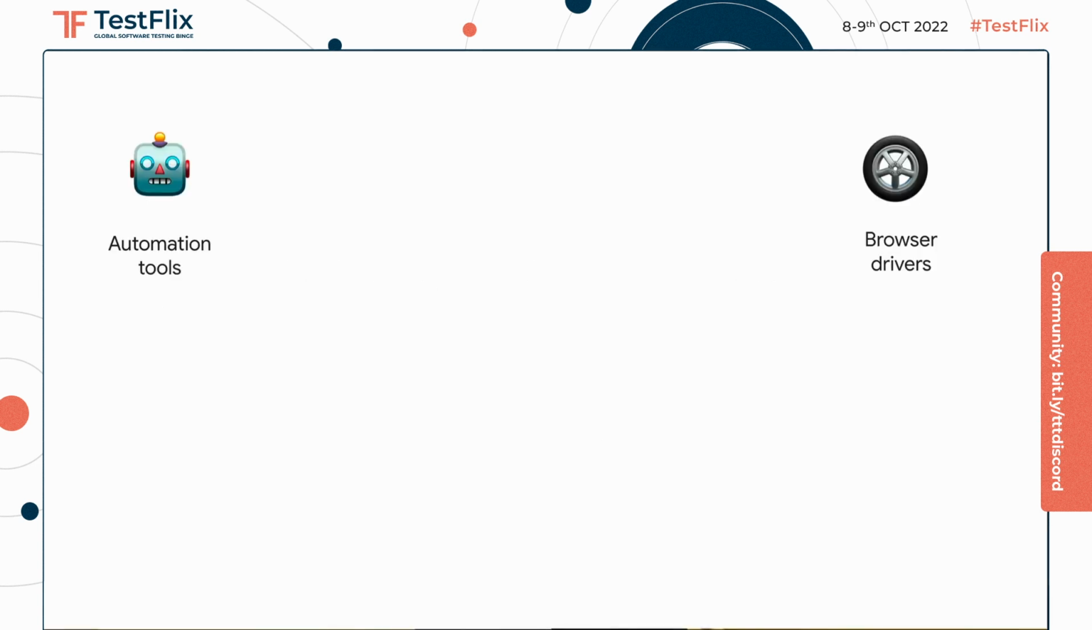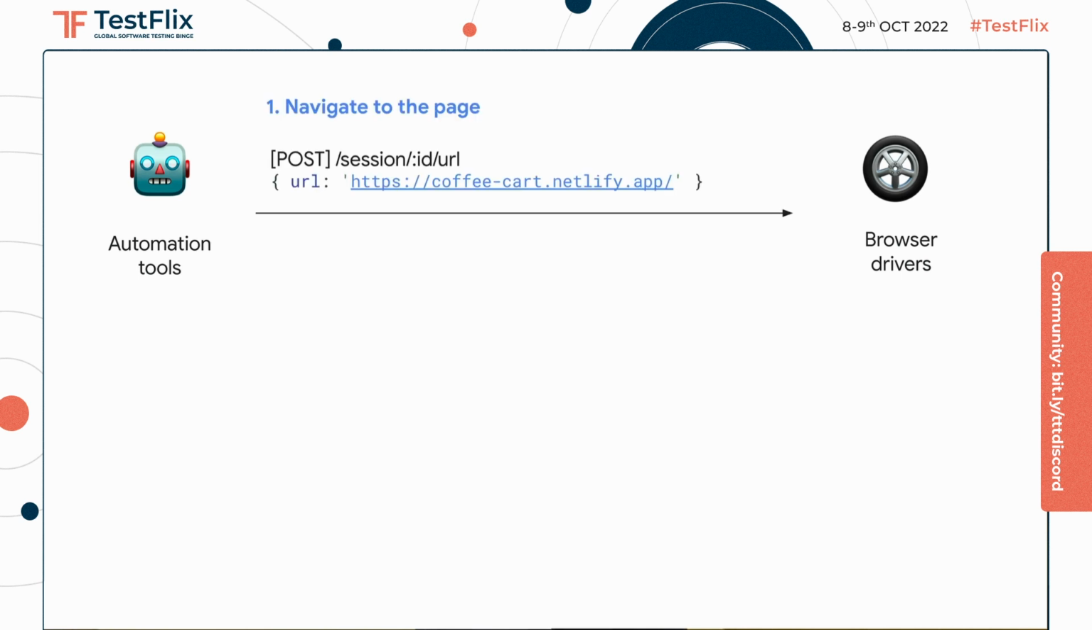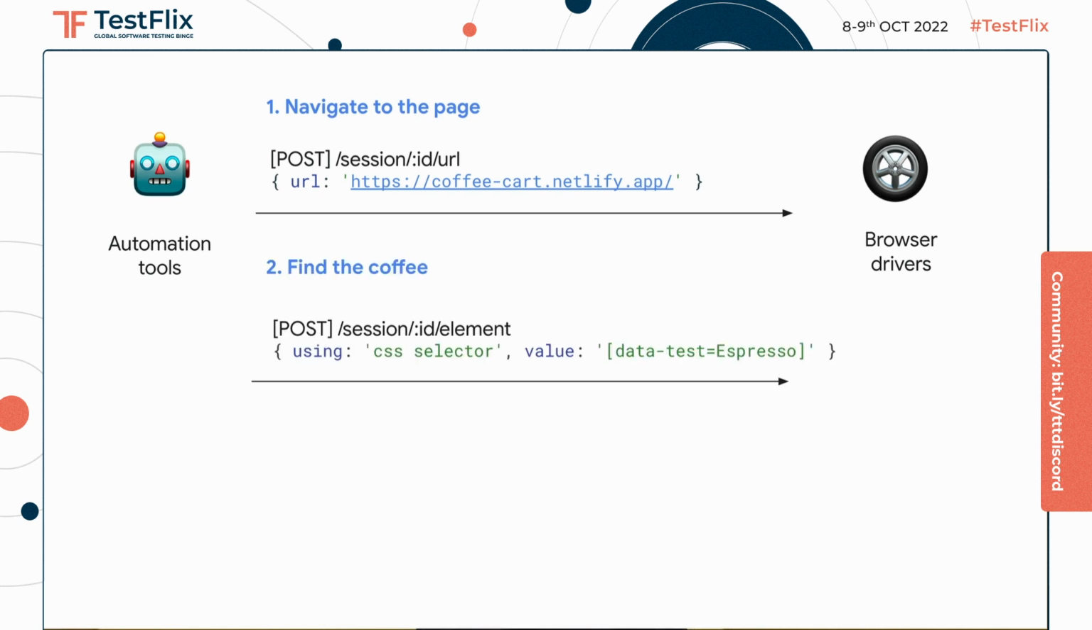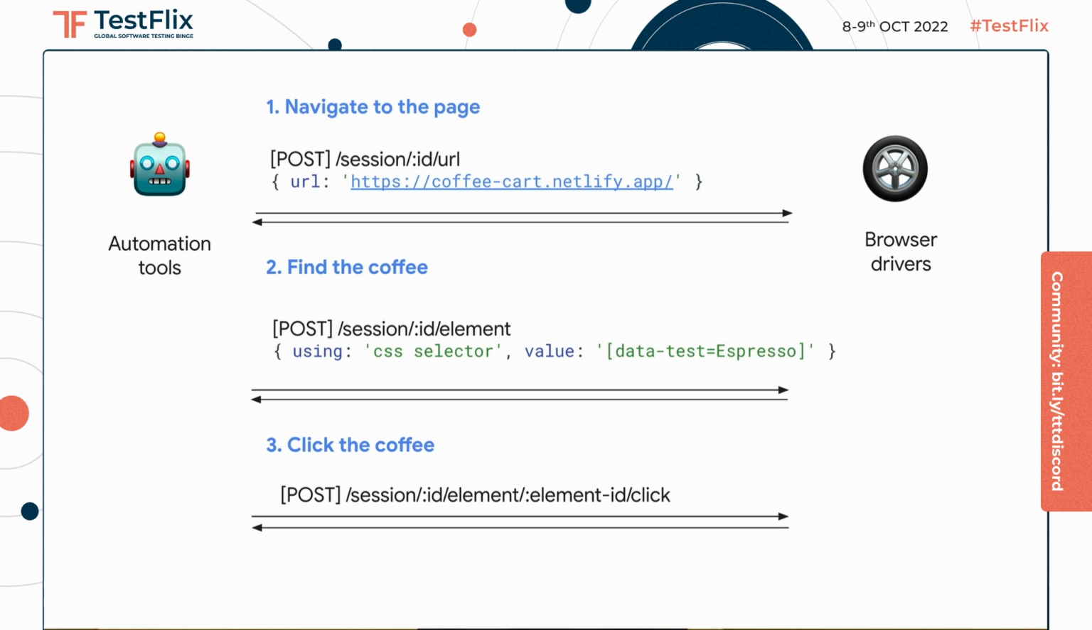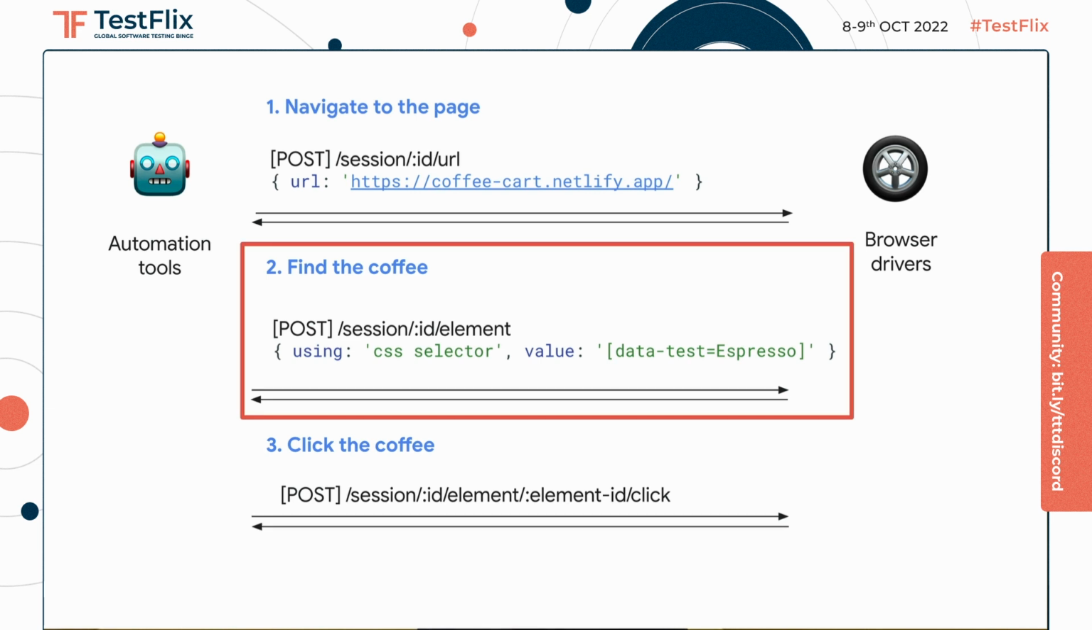For our coffee example, it means the automation tool sends an HTTP POST request for the page navigation. Then, it makes another request to get the coffee element, and finally, a request to click the espresso. The browser driver handles the request and sends back the response over the same HTTP connection. However, the second step is a bit tricky.